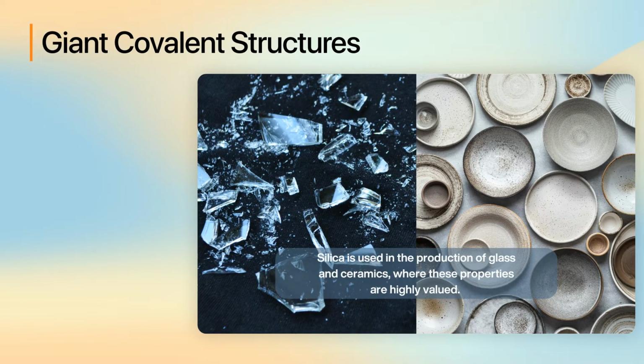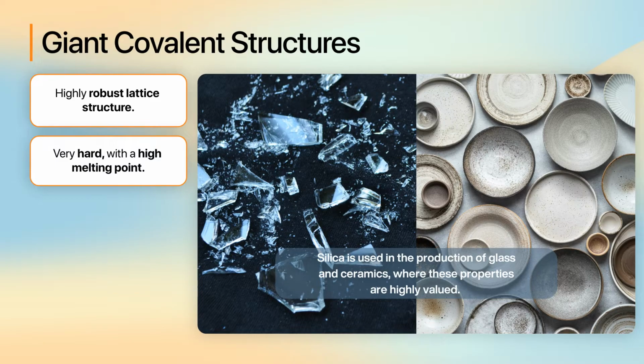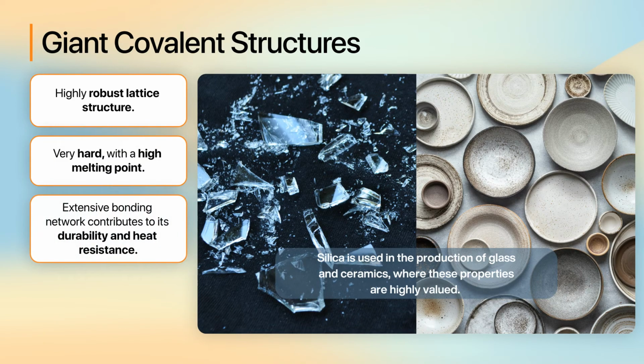Silica, also known as silicon dioxide, forms a giant covalent structure where each silicon atom is bonded to 4 oxygen atoms, and each oxygen atom is bonded to 2 silicon atoms. This results in a highly robust lattice structure. The strong covalent bonds throughout the lattice make silica very hard and give it a high melting point. The extensive bonding network also contributes to its durability and heat resistance. Silica is used in the production of glass and ceramics, where these properties are highly valued.